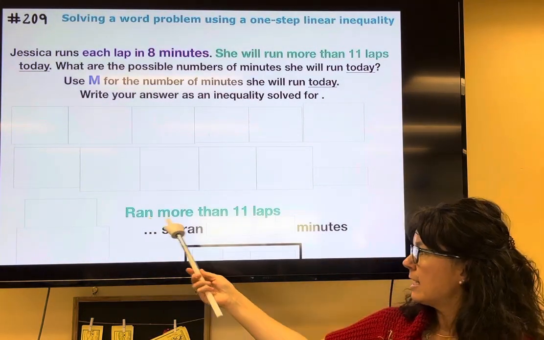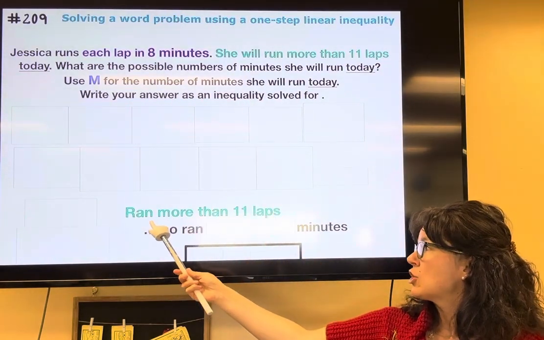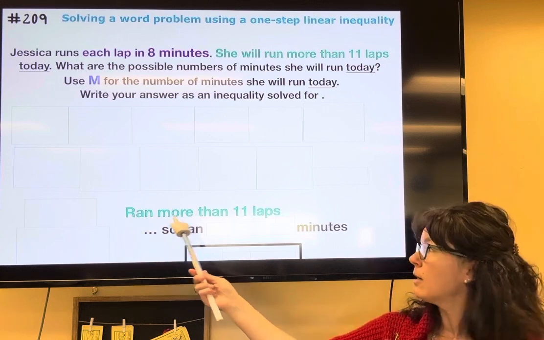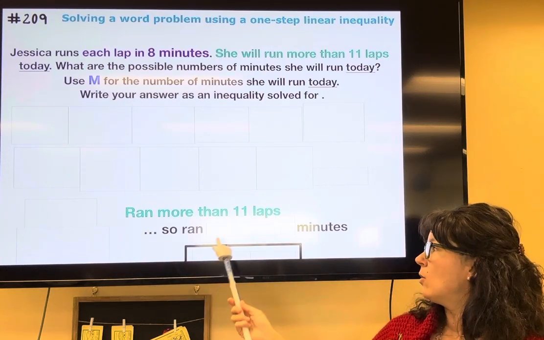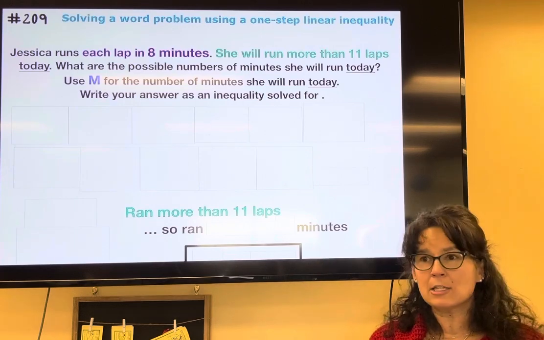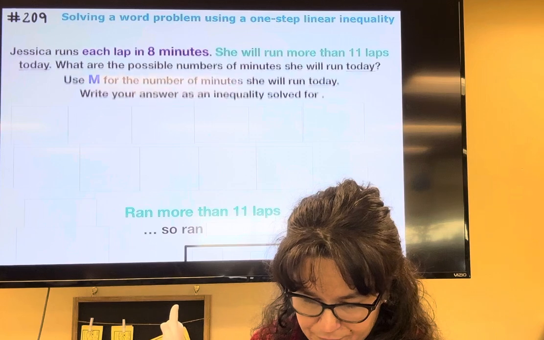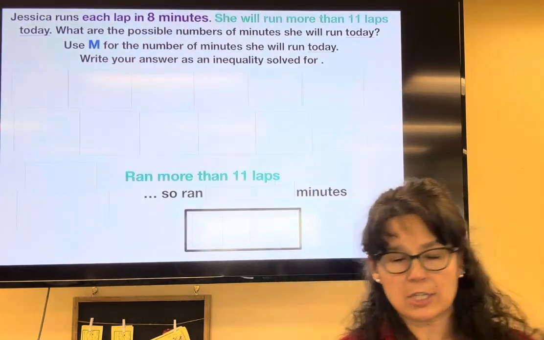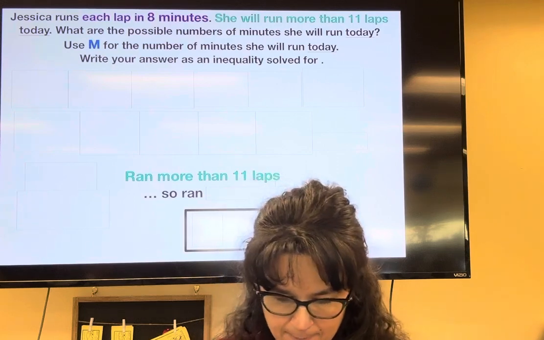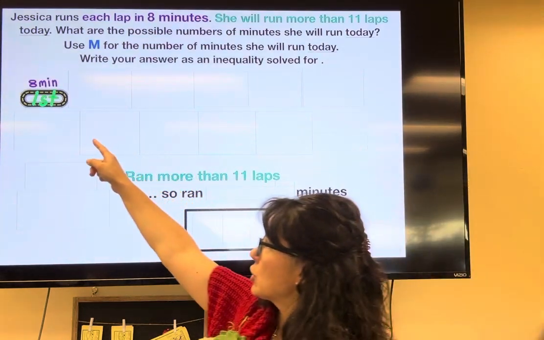All right, so I've set it up down here, just picking out the most important information. She has run more than 11 laps, and ultimately we want to know how many minutes that means she's run. A really good strategy when you have a story problem is to draw a picture to get a feel for what's happening. So what I've done here is I've drawn a track.